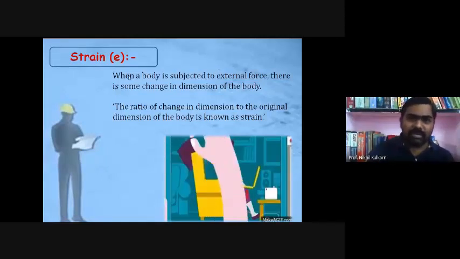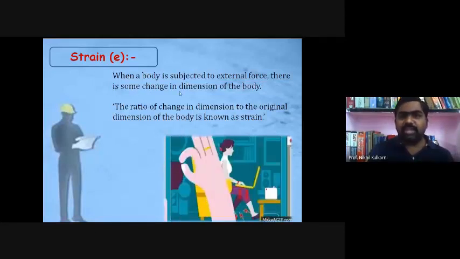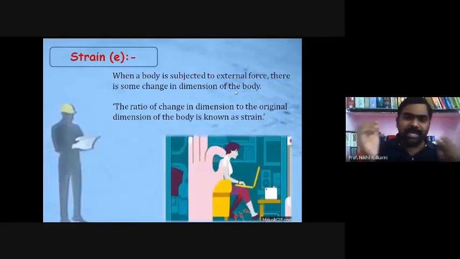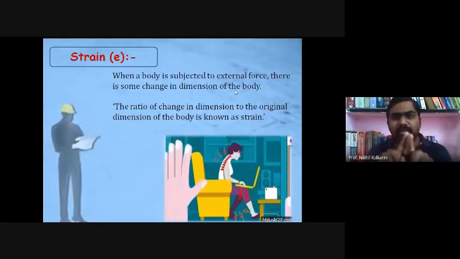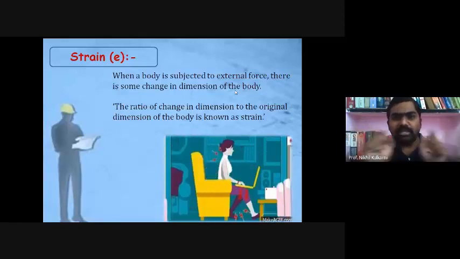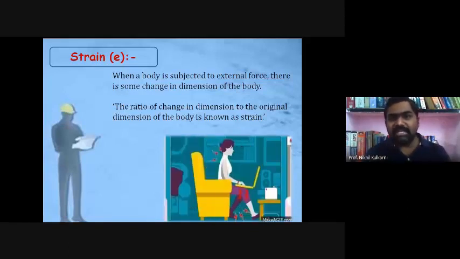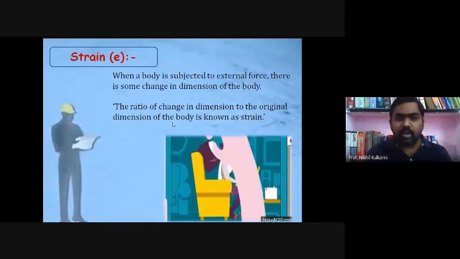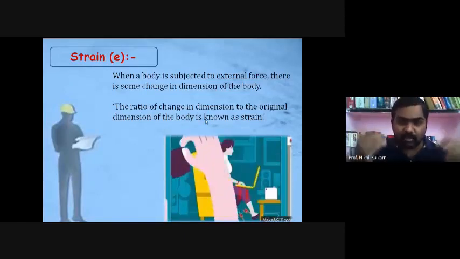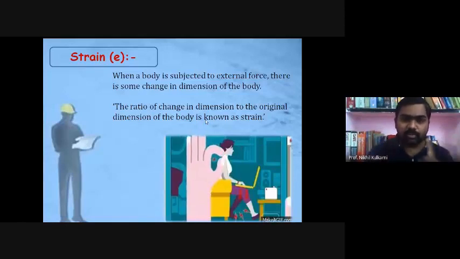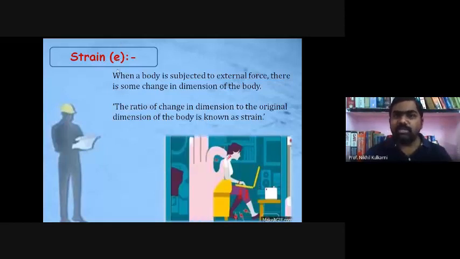देखो strain मतलब क्या है, when a body is subjected to the external force, there is some change in the dimension. मतलब मैं अगर रबर लेता हूँ, रबर को मैं क्या करता हूँ, खींचता हूँ, एक्सटर्नल फोर्स लगाता हूँ, that rubber will get under certain deformation, that is called as the change in dimension, and the ratio of change in dimension to the original dimension of the body is known as a strain. So change in dimension to the original dimension का अगर रेशियो लेते हो तो उसको हमको strain बोलना है. And how it is denoted? It is denoted with small e.